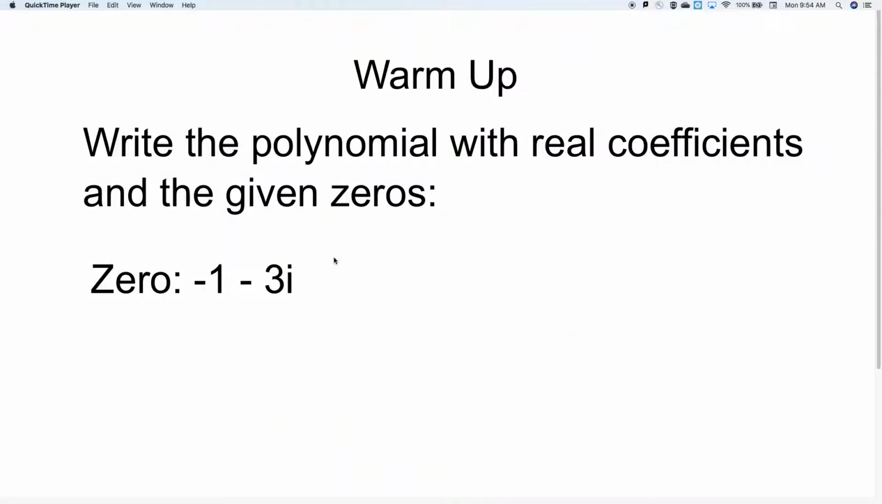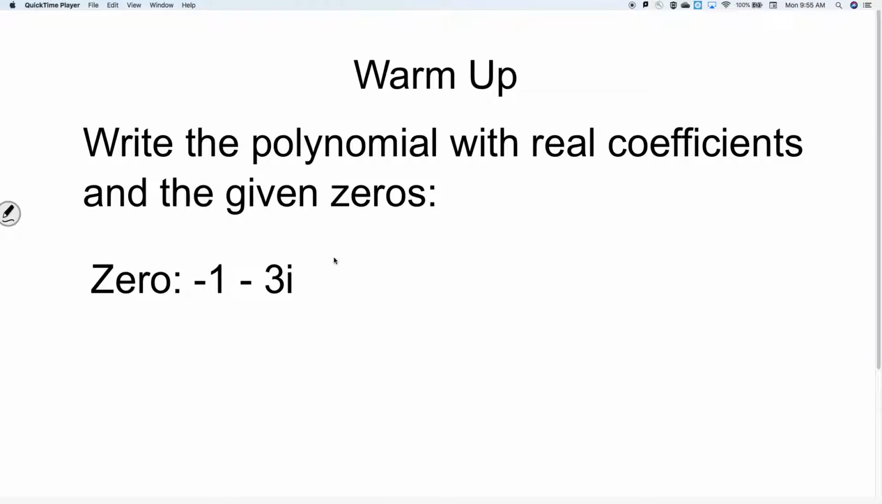Real number coefficients. If you're coming up with coefficients that have i in them, either you're forgetting about the fact that the complex zeros come in pairs, or there's some kind of issue with your multiplication, right? So look at your last polynomial. If your final polynomial has i as a coefficient, then you have some kind of problem there. So we're going to write the polynomial with the real coefficients and the given zeros.